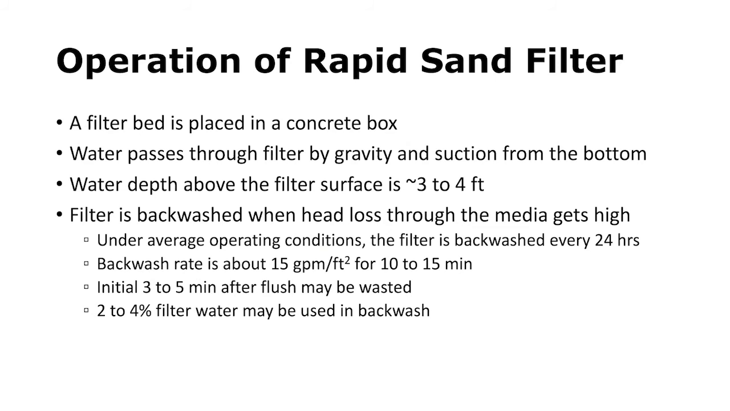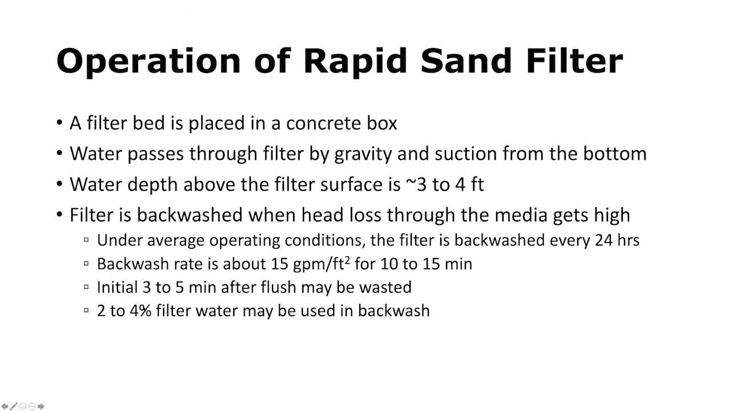And then the filter is backwashed when the head loss through the media gets to be too high. So under average operating conditions, this is usually programmed every 24 hours. The backwash rate used is usually about 15 gallons per minute per square foot, and the duration would be between 10 and 15 minutes. After backwashing, after flushing out all of those solids, that initial 3 to 5 minutes of water would be wasted. And then we would go to distribute that water into the clear well after the turbidity levels stabilize.